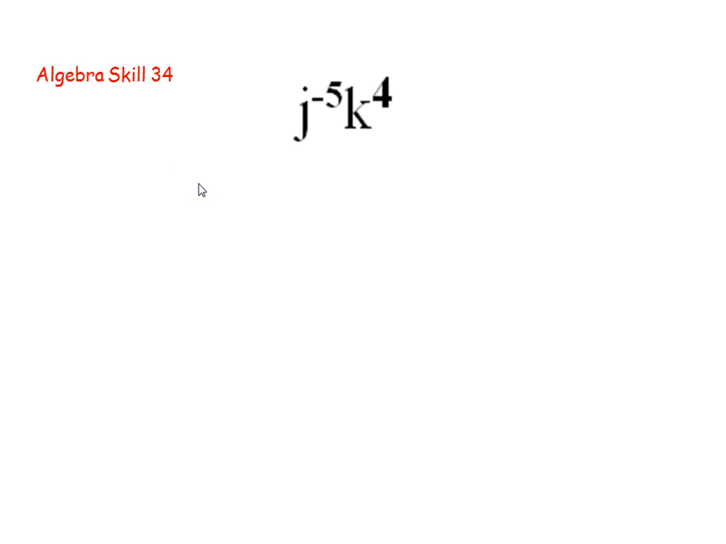So when I see this j, the j needs to be fixed. It needs to be a positive 5, and to do this, we have to move j and its exponent to the denominator of the fraction. That's the pattern that's happening there. The problem is that we don't have a fraction. So we need to make this a fraction by taking j to the negative fifth times k to the fourth and putting it over 1. Now this is a fraction.